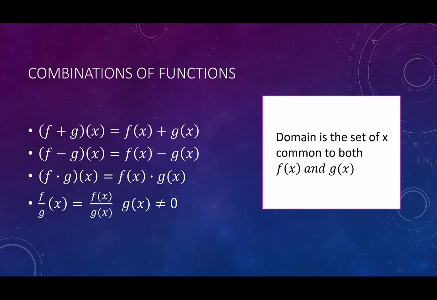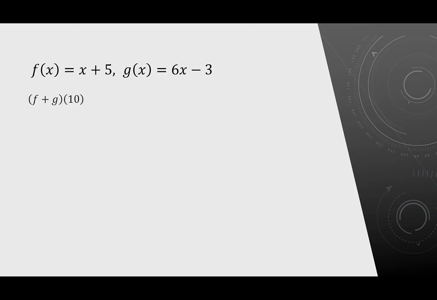It's really important that the domain has to be the set of x that are common to both the domain of f of x and g of x. So if x doesn't belong to one of them, we couldn't use it all together. We also need to say with the division, you can't divide by 0. So when we do f over g, we just don't want to use anywhere where g of x is equal to 0. So let's take a look at that.